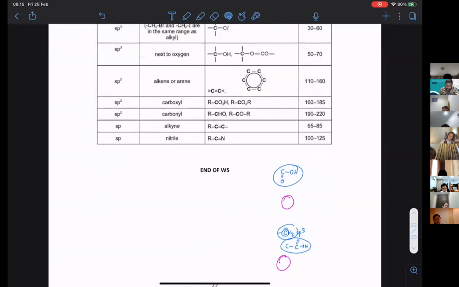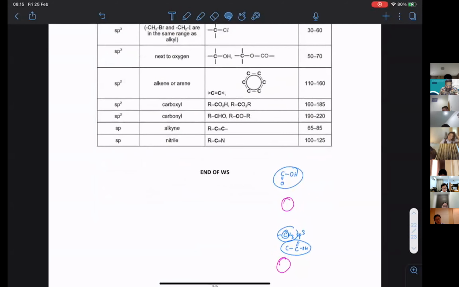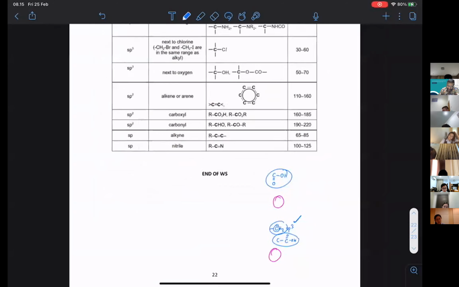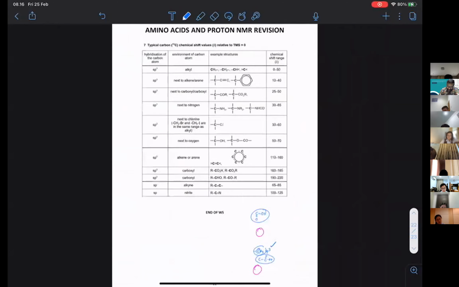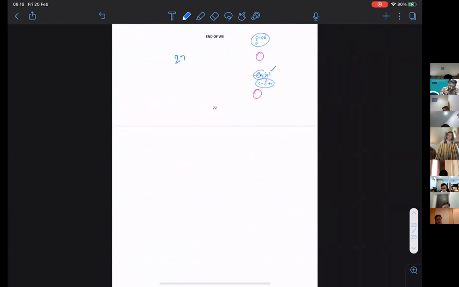Now let's look at sp3, which may be the one that has CH3. The values, just in case, are 27, 41, 179.